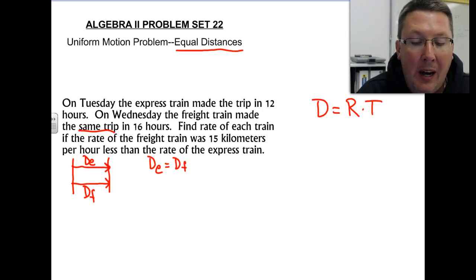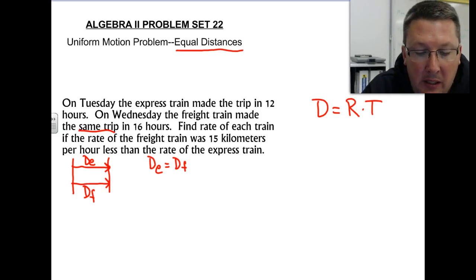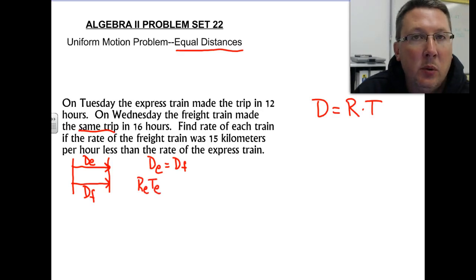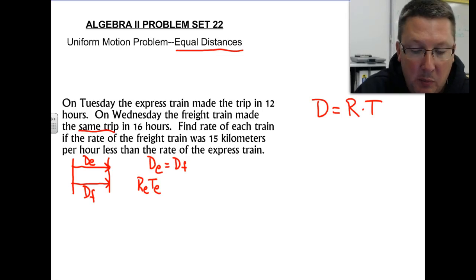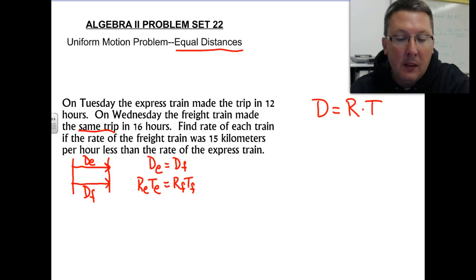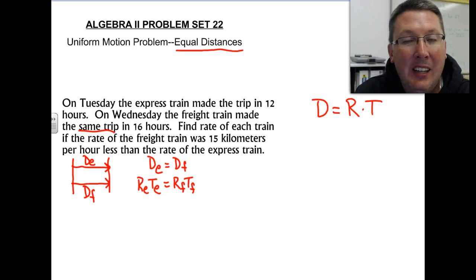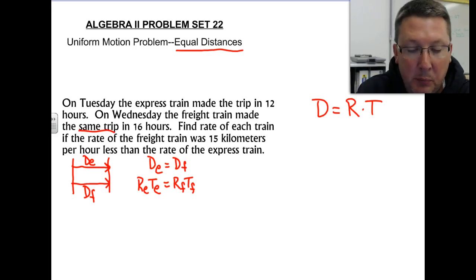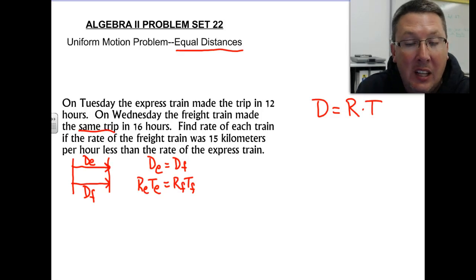Now before we go any further, I would change this distance into rate times time. The distance for the express train is the rate of the express train times the time of the express train. And that's where I'm going to use the little subscripts: R sub E, T sub E, rate express, time express, equals the distance for the freight train, which is the rate for the freight train times the time for the freight train. So here's my main equation. Something like this should look familiar because we've done some problems in previous lessons with these subscripted variables, and the book used the R's and the T's just like this.